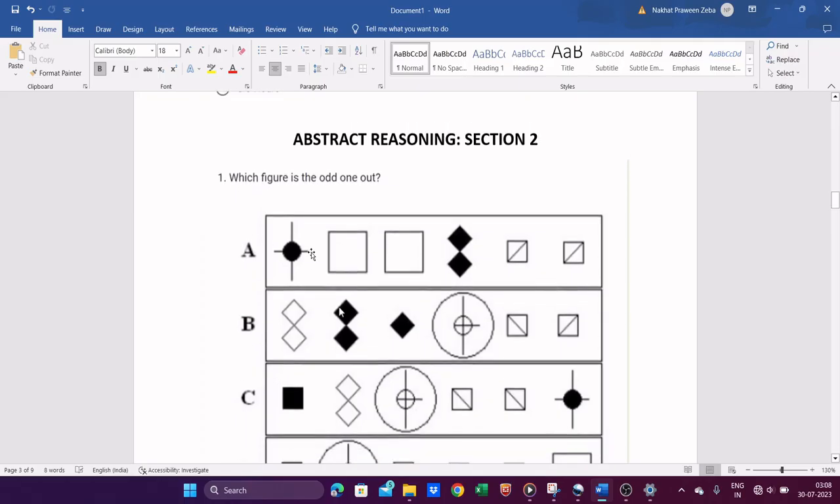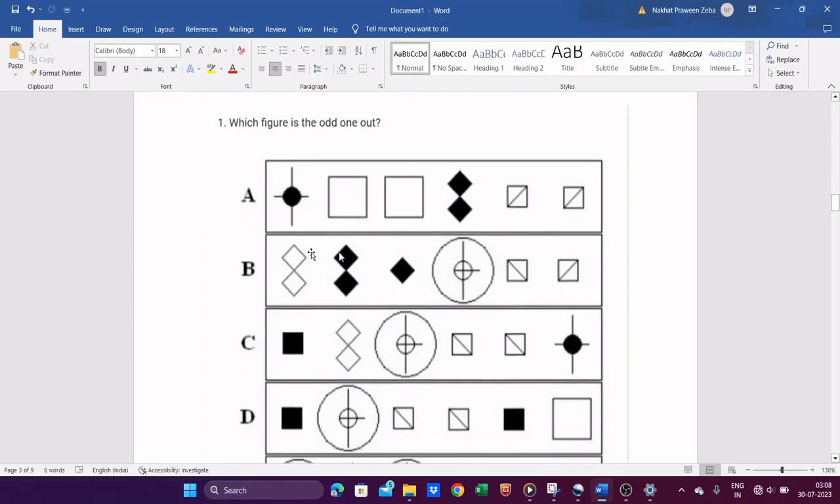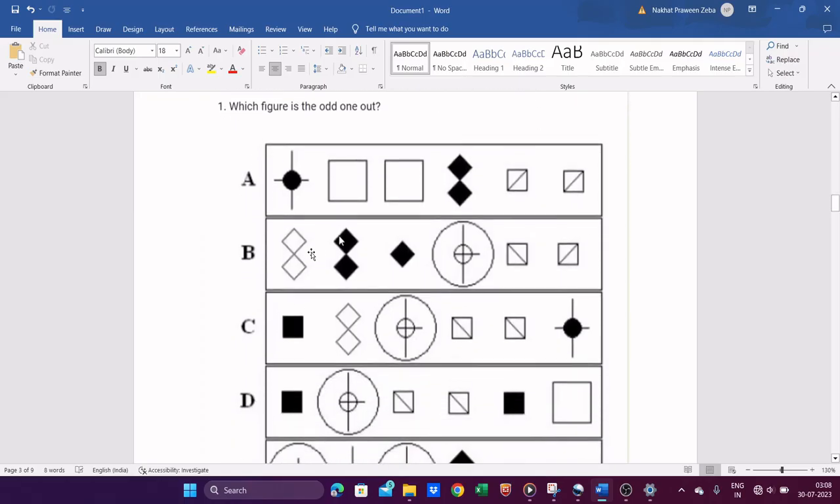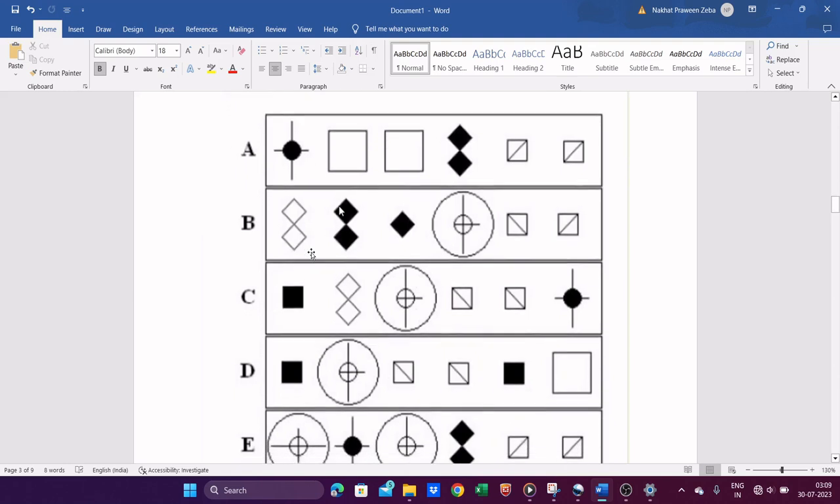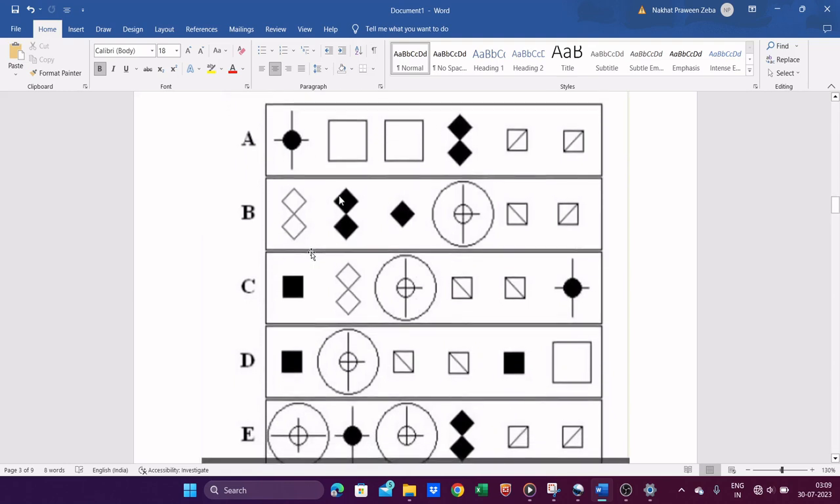So abstract reasoning, in here, this is the figure pattern. Which figure is the odd one out? You need to identify. So here you can solve it in your own way, wherever you can find it. Because in some patterns, all the 1, 2, 3, 4, 5 options are following the same way. So one will be the odd one out.